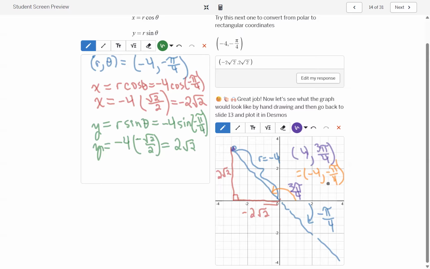What's that location exactly? At what point? Is it the end of the triangle? Yeah, the end of the triangle. So the negative 2 square root of 2 left, and then the 2 square root of 2 up, that physical point in the coordinate system, that's the location we're talking about. All of these are just different ways of describing that particular point on the plane. And that point equates to 4 comma 3 pi over 4, or negative 4 comma negative pi over 4.